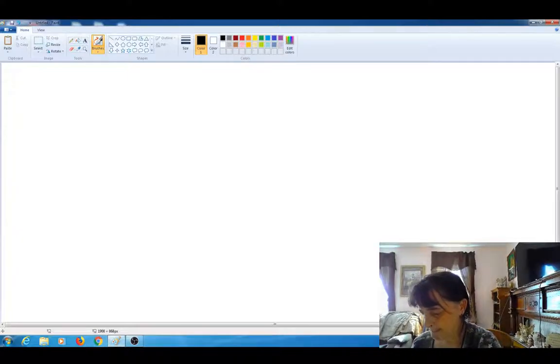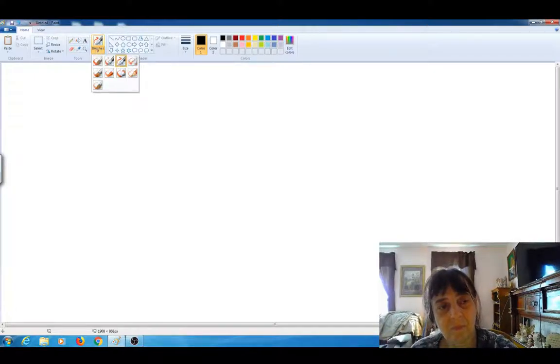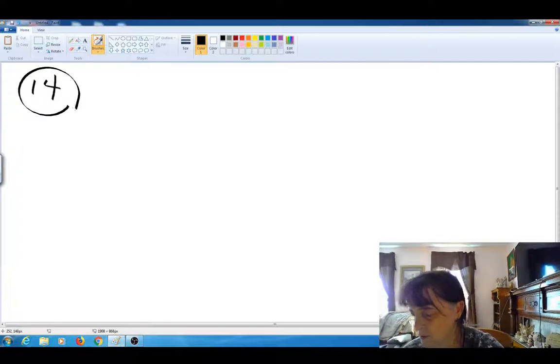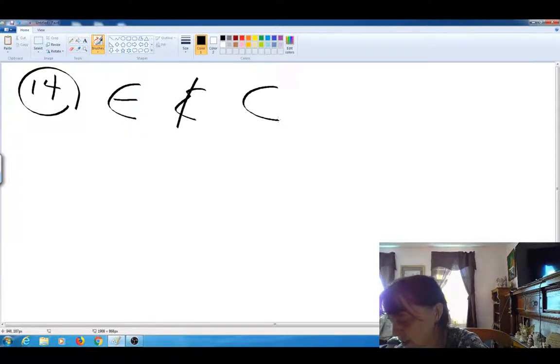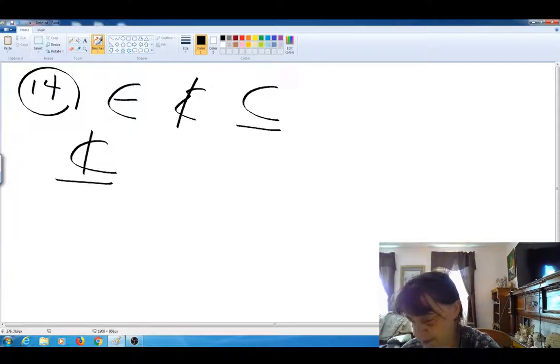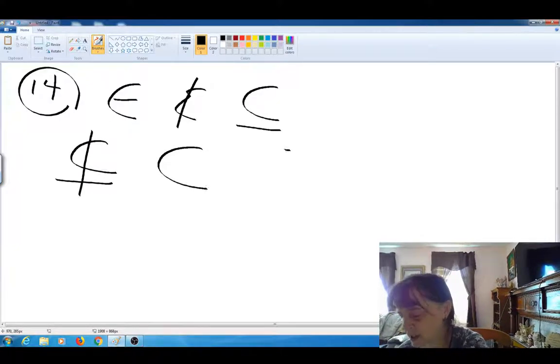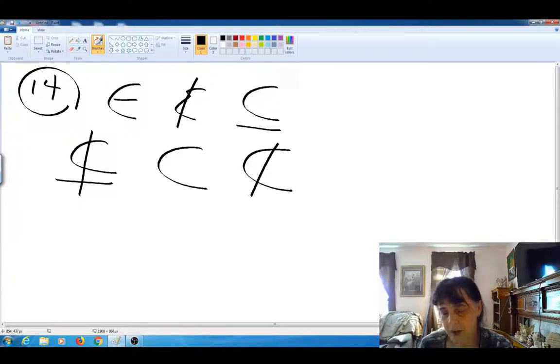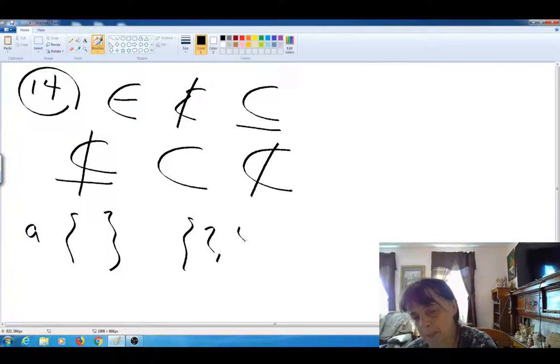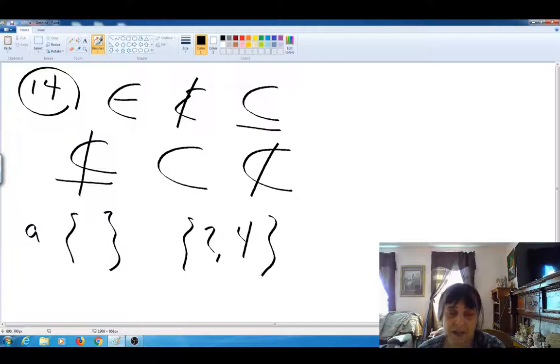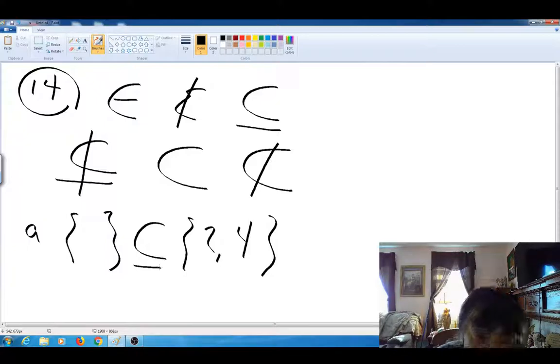Number 14. It says fill in the blanks with is an element of, is not an element of, is a subset of, is not a subset of, or is a proper subset of, or is not a proper subset. Okay, A, an empty set, blank 2, 4. That is a subset of. I guess you could either say subset or proper subset.